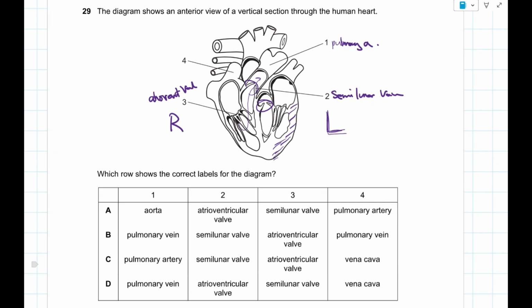And finally, for 4, we know is going to be the vena cava. The reason for this is that the vena cava returns the blood into the right side, into the right atrium. Therefore, let's see the suggestions that we have here. We have pulmonary artery, the semilunar valve, then atrioventricular valve, and then finally the vena cava. Therefore, the answer is going to be C.